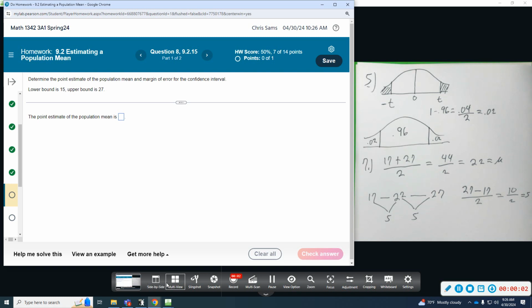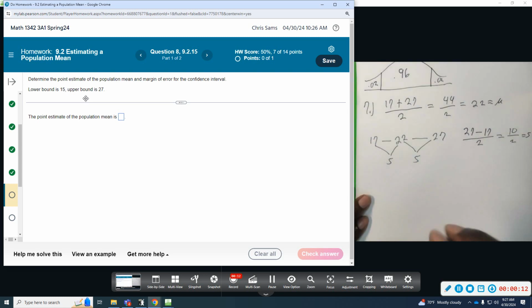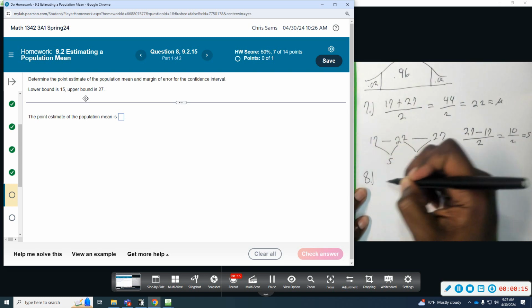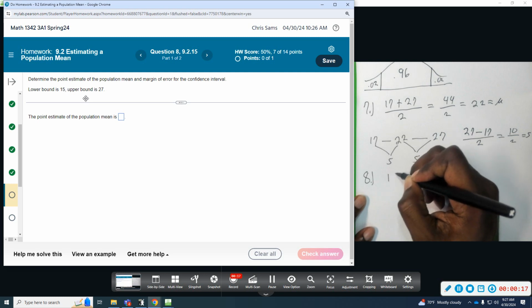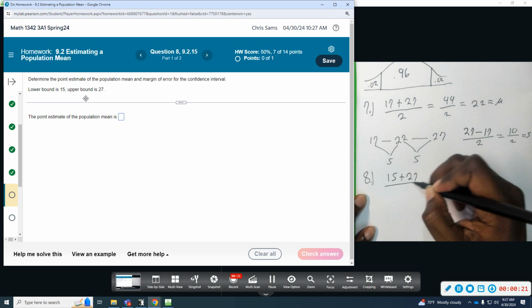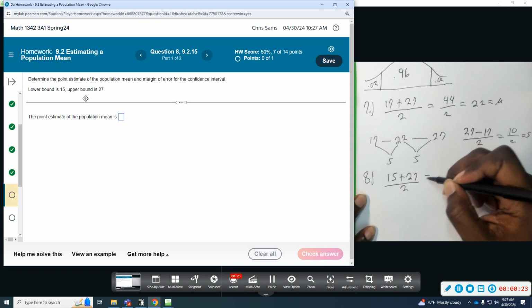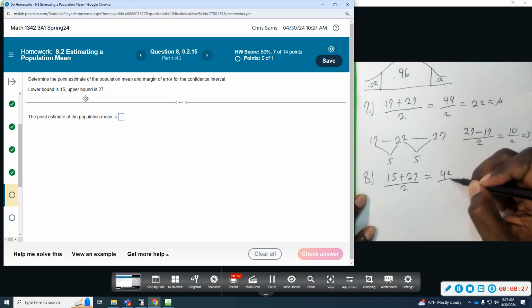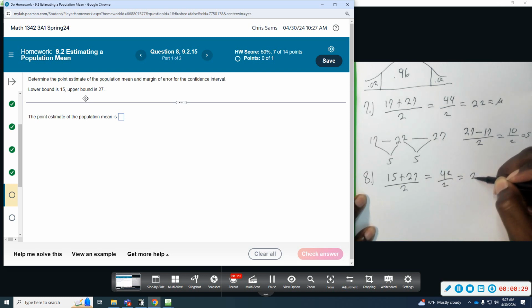All right, number 8, we want to determine the point estimate and margin of error. So just like number 7, we're going to add these two and divide by 2. So we're going to take 15 plus 27 and divide by 2. That's going to give me my point estimate.